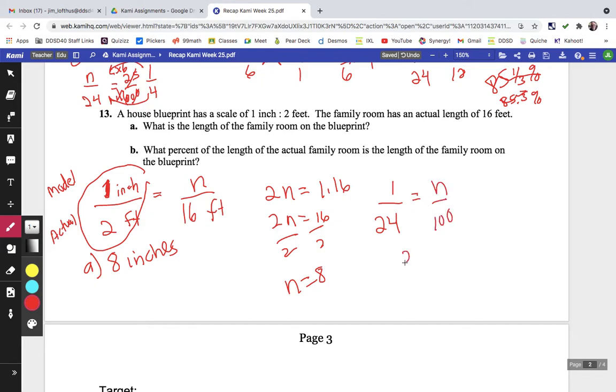So 24 times n is equal to 100 times 1. So that's just 100, so we're going to divide by 24, divide by 24. So 100 divided by 24 is, n is equal to 4.16, and that repeats. So it's about a little over 4% of the actual.